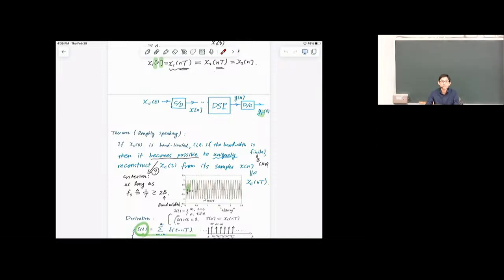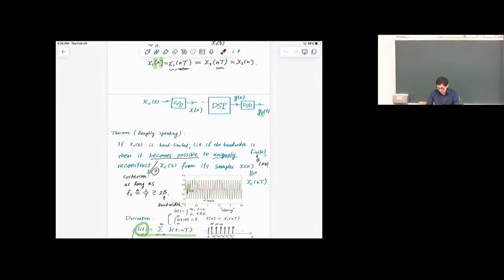The sampling frequency is defined by 1/T. The reciprocal of T, the sampling period, is called the sampling frequency, in the unit of hertz. So we need to sample at least 2 times faster, higher than the highest frequency in the signal.